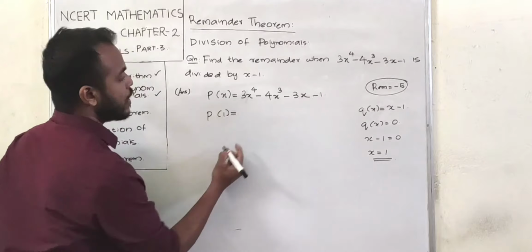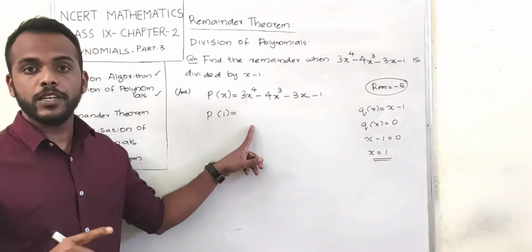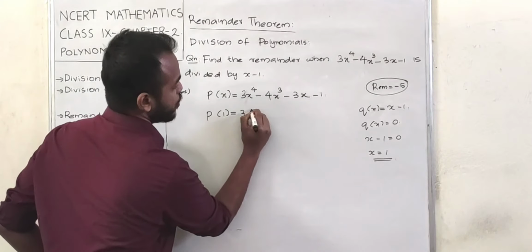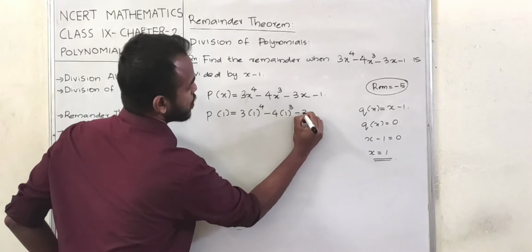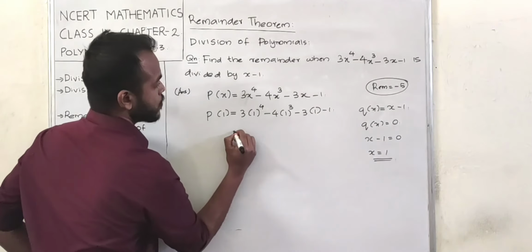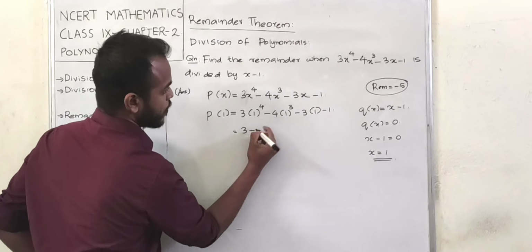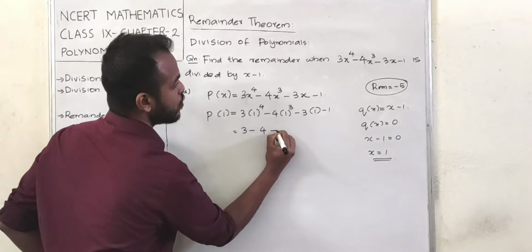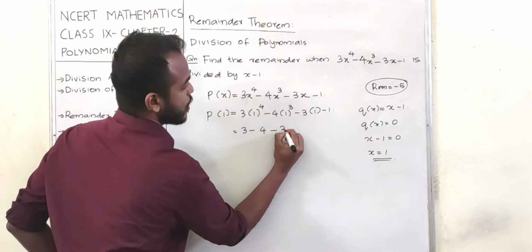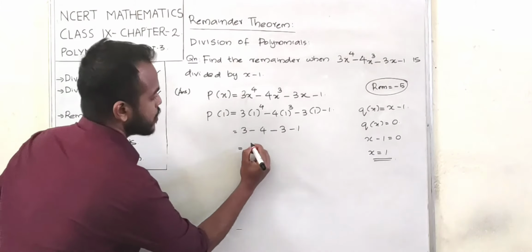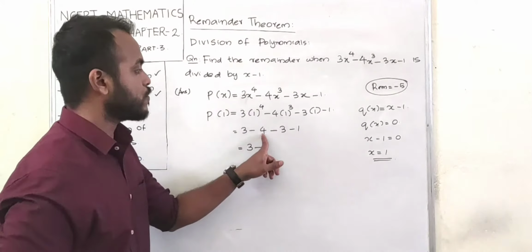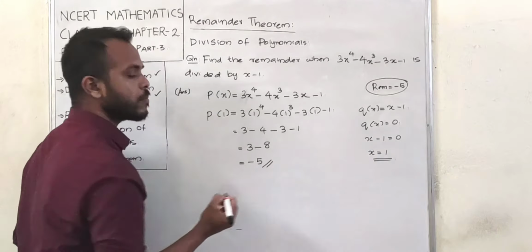How will you find P of 1? Put 1 wherever you see x. That's all. So, 3 into 1 raised to 4 minus 4 into 1 cube minus 3 into 1 minus 1. 3 into 1 raised to 4 is 3 itself, minus 4 into 1 cube is minus 4, minus 3 into 1 is minus 3, minus 1. Just add the negative terms first: minus 4, minus 3 is minus 7, minus 1 is minus 8. So the answer will become 3 minus 8, or minus 5.